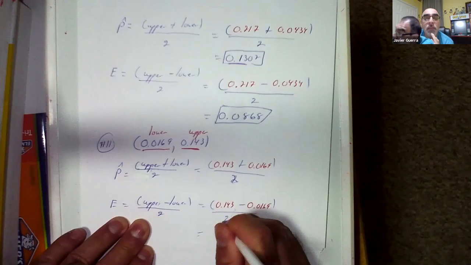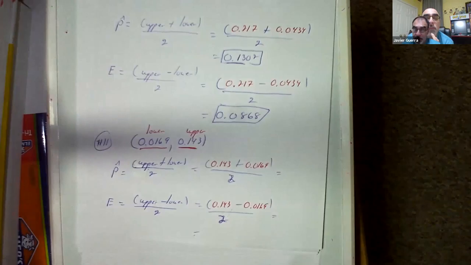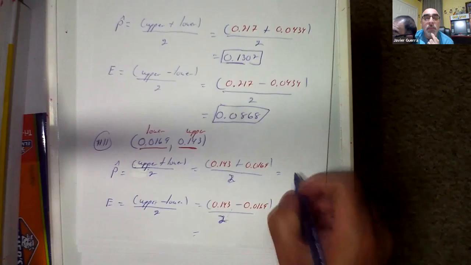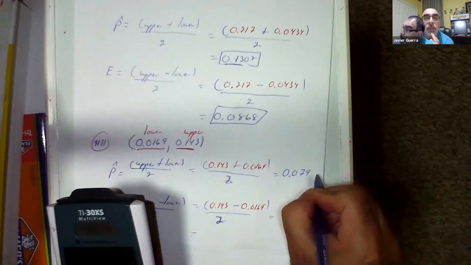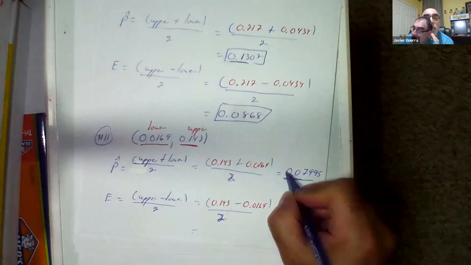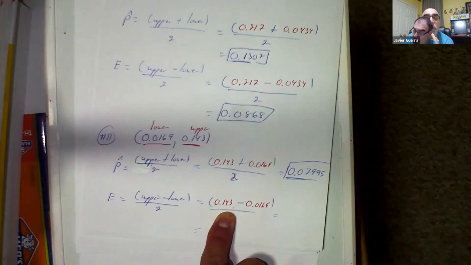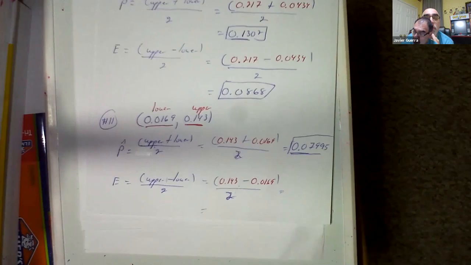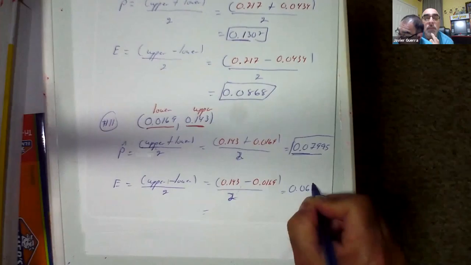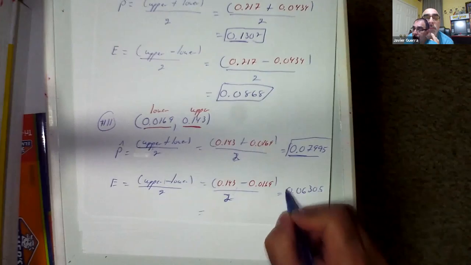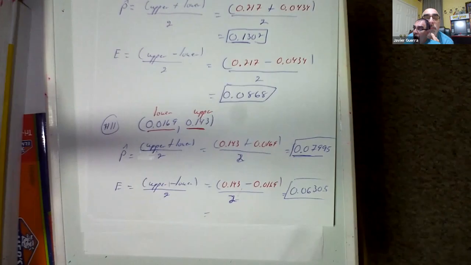And then you calculate it. Parenthesis 0.143 plus 0.0169 divided by 2. All right, so the first one, the p hat, I ended up getting 0.07995. And then the other one I got 0.06305.